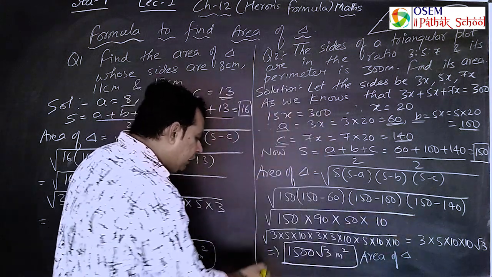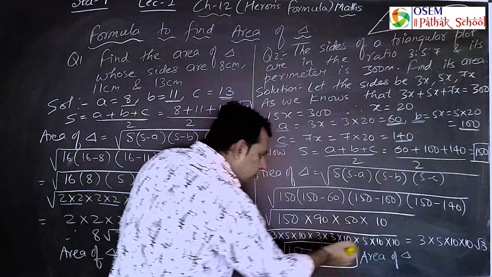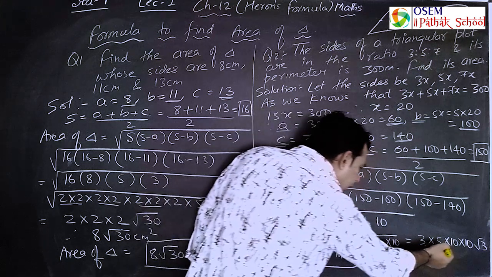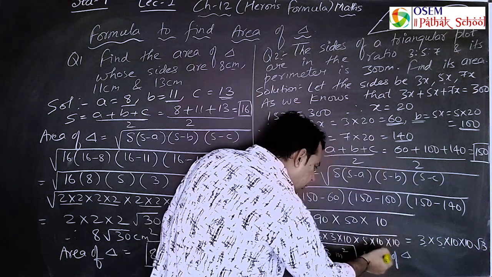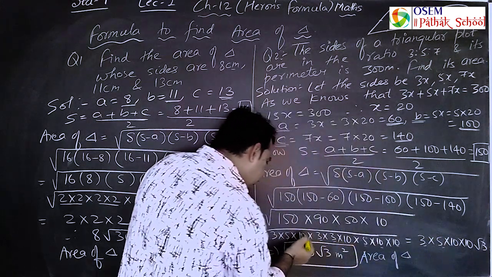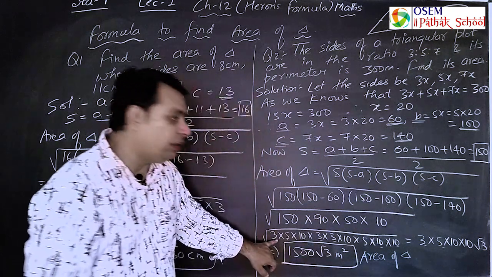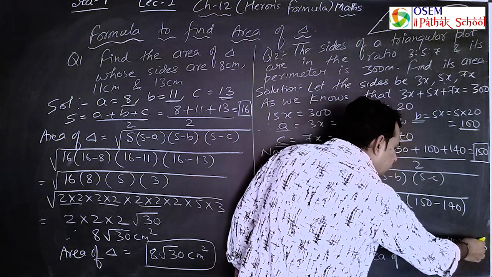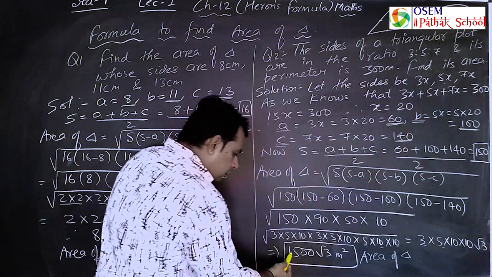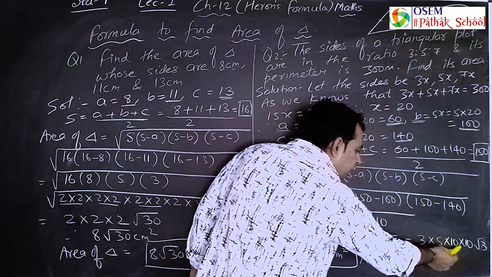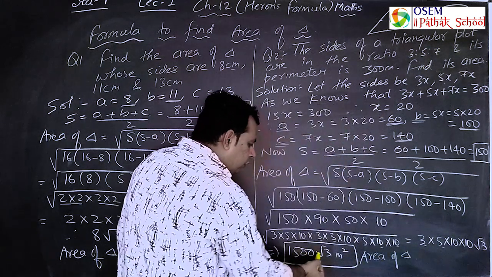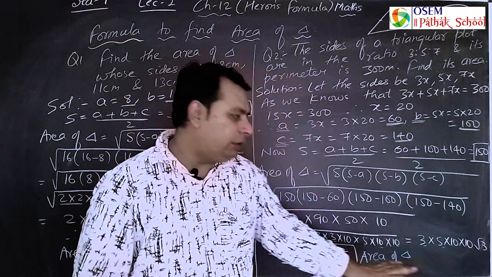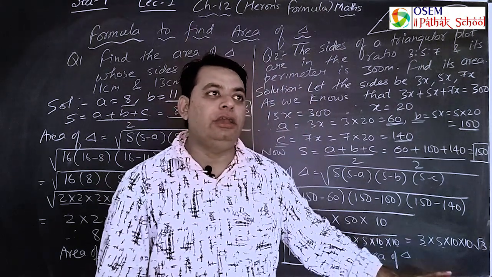Now we are forming pairs. One pair of 3 has been taken out, one pair of 5, and a pair of 10, I have taken out this one and this one. Now which is remaining? This 3 is remaining. So 3 into 5 into 10 into 10 under root 3. 3 fives are 15, 15 into 100 is 1500 root 3 meter square. So this is the method to find the area of a triangle by Heron's formula.